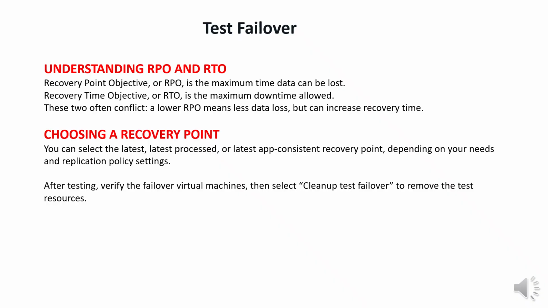Recovery Point Objective, or RPO, is the maximum time data can be lost. Recovery Time Objective, or RTO, is the maximum downtime allowed. These two often conflict. A lower RPO means less data loss, but can increase recovery time. Choosing a recovery point. You can select the latest processed, or latest app-consistent recovery point, depending on your needs and replication policy settings. After testing, verify the failover virtual machines, then select Cleanup Test Failover to remove the test resources.